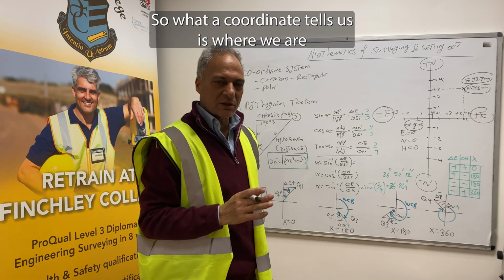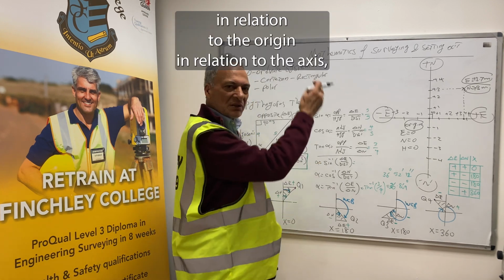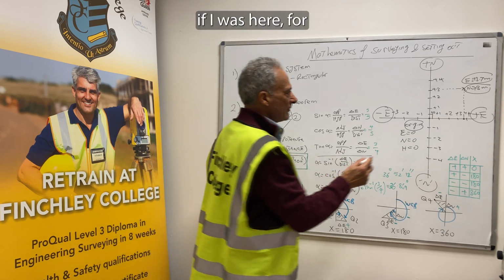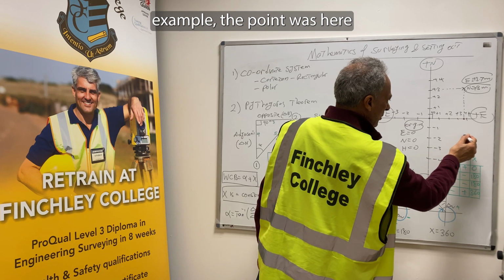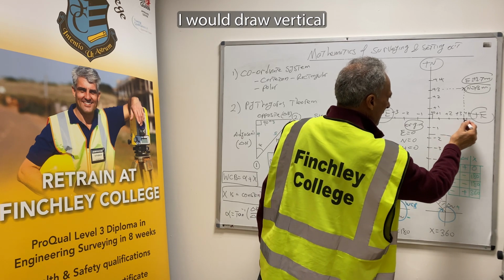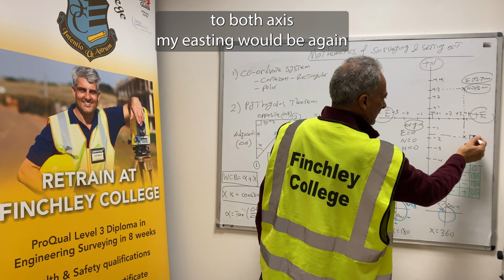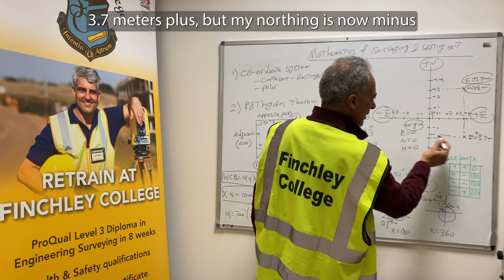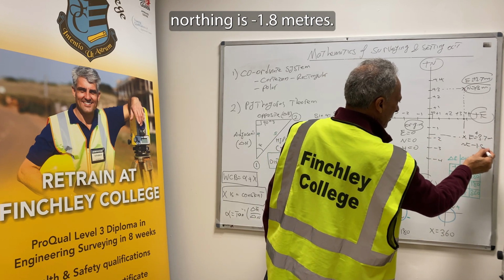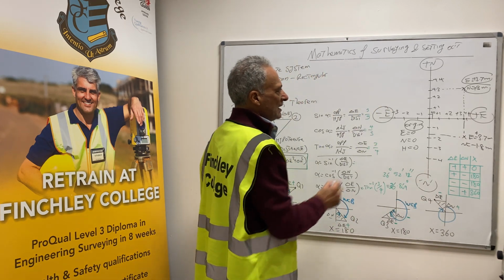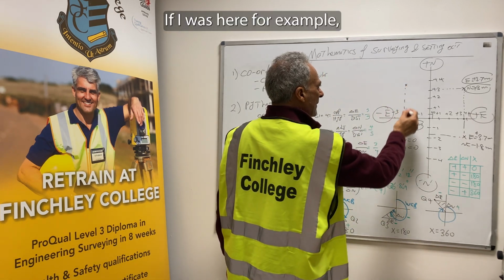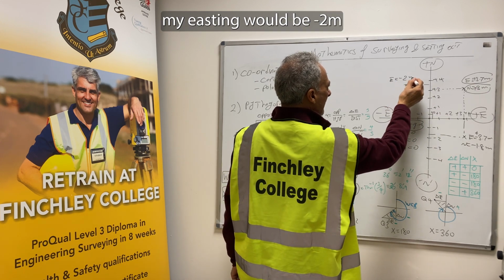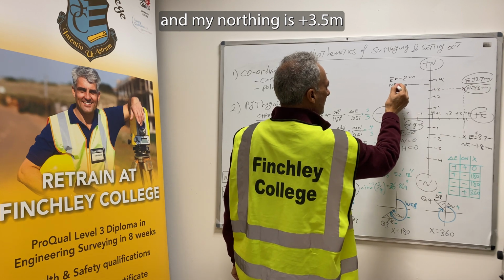So what the coordinate tells us is where we are in relation to the origin, in relation to the axis. If a point was here, for example, I will draw a vertical to both axes. My easting will be again 3.7 meters plus, but my northing is now minus. Northing is minus 1.8 meters. If I was here, for example, if I draw vertical, my easting will be minus 2 meters, and my northing is plus 3.5.